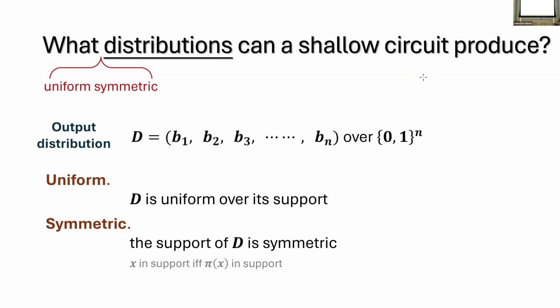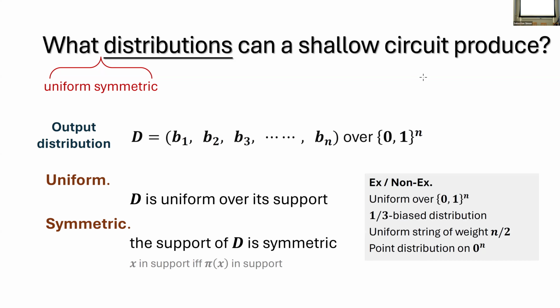And symmetric means the support of the distribution is symmetric. That is, if you can output string x, then any permutation of x will be outputted as well. So this means it's symmetric. And uniform symmetric means it's both uniform and symmetric. Okay. And here are some examples and non-examples.